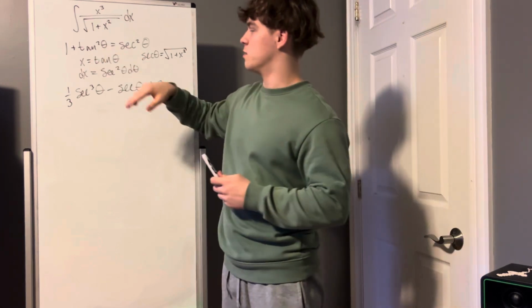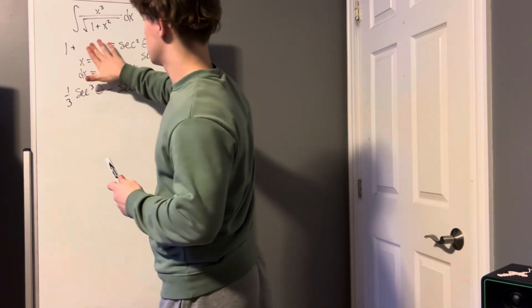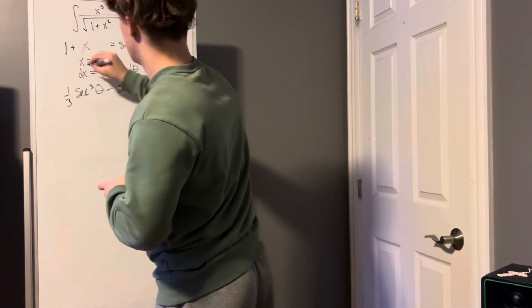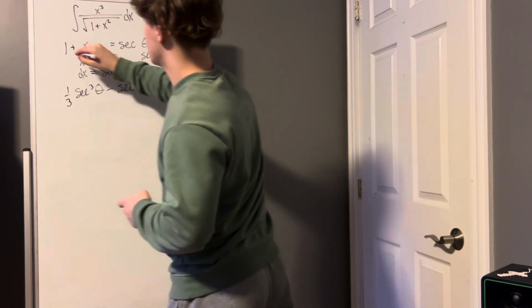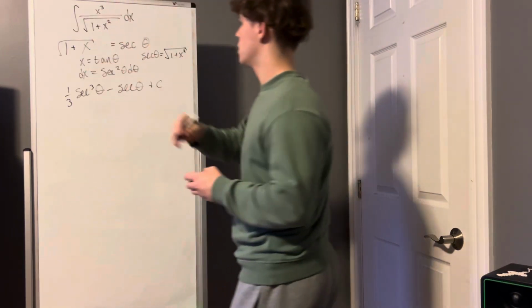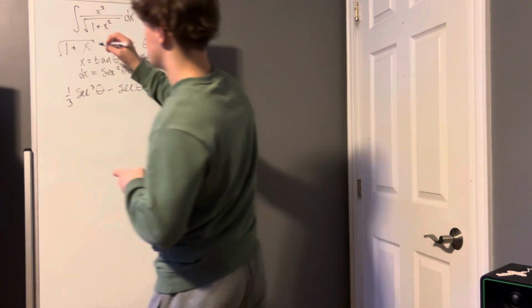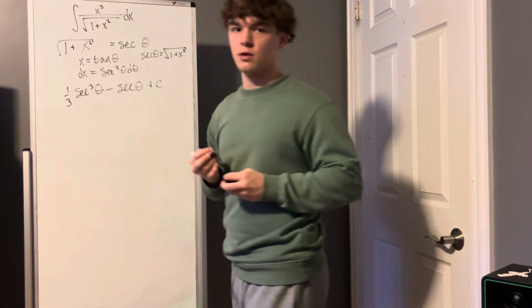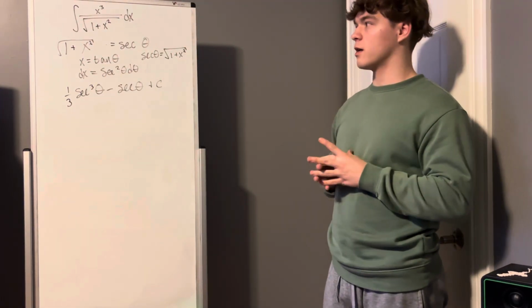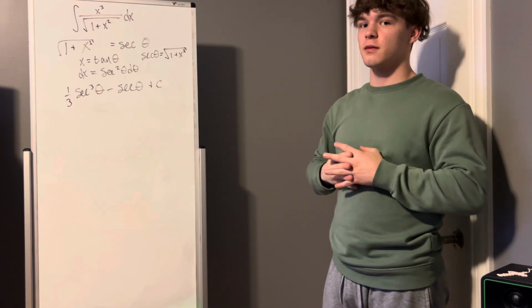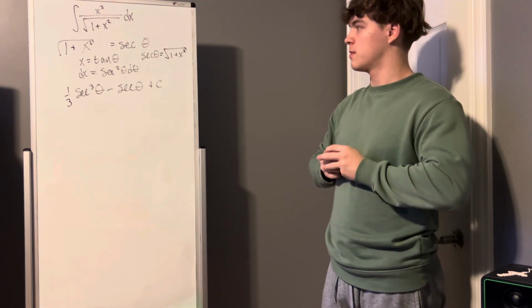Because this could just become x. Get rid of the square here, square root both sides. Secant theta equals root 1 plus x squared. Of course, I forgot that root. Silly mistake. Everyone's going to make them. Just got to know how to catch them.